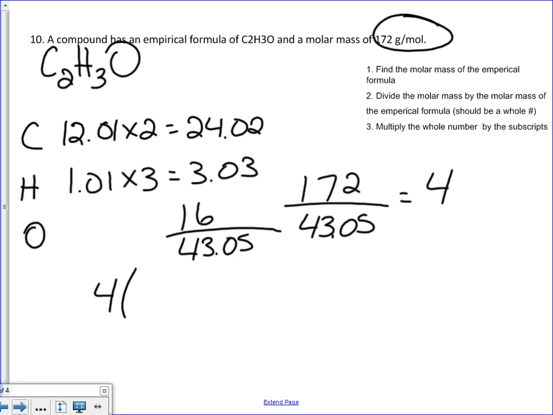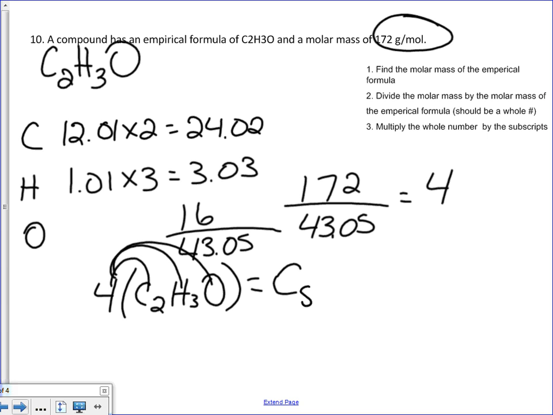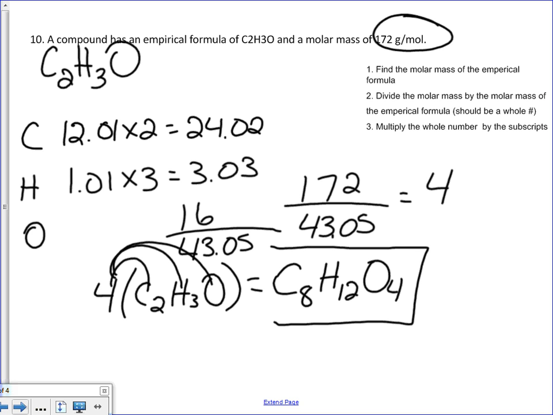You don't have to write this step out. I'm just writing it so you can see what my next step is. So this 4 distributes out to carbon, to hydrogen, and to oxygen. So now I have 8 carbon, 12 hydrogen, and 4 oxygen. So this is now my final answer for my molecular formula.